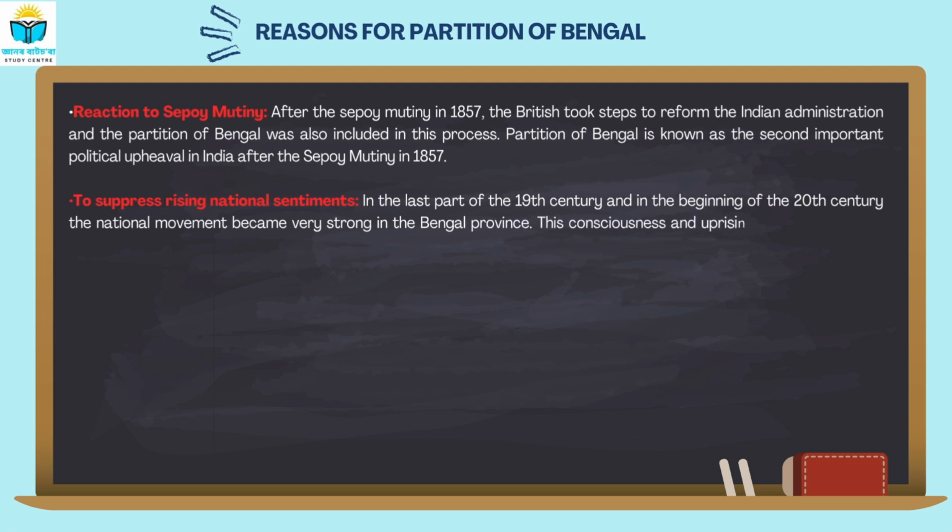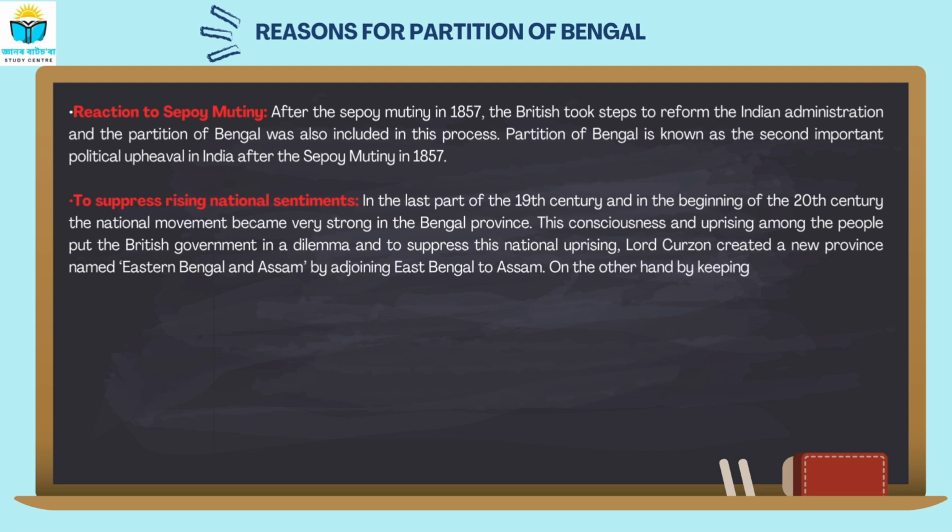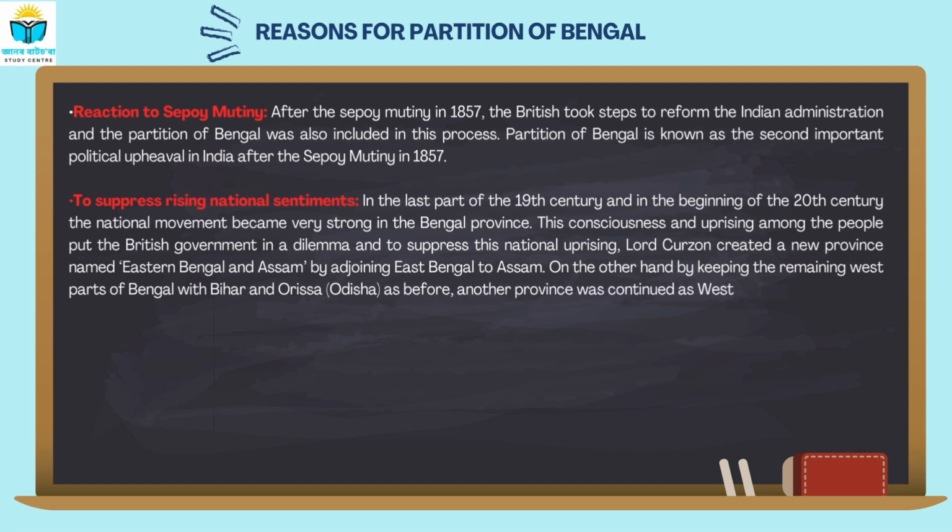By the late 19th and early 20th centuries, the national movement had gained strong momentum in Bengal. To weaken this rising consciousness, Lord Curzon created a new province called Eastern Bengal and Assam by merging East Bengal with Assam. The remaining western part of Bengal, along with Bihar and Orissa, continued as West Bengal. This was seen as a clear attempt to divide and weaken the nationalist spirit.